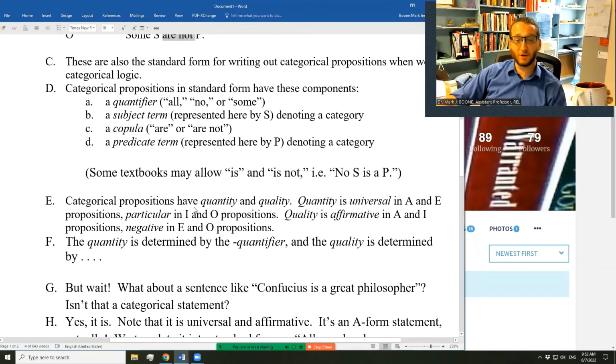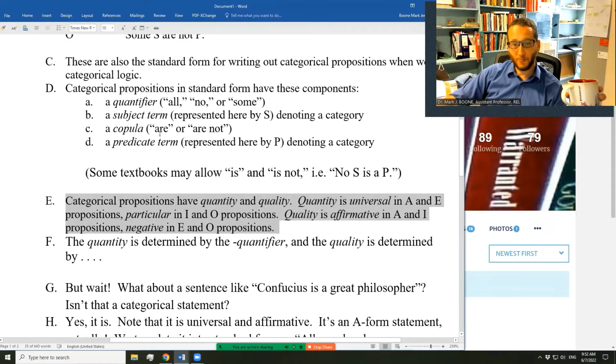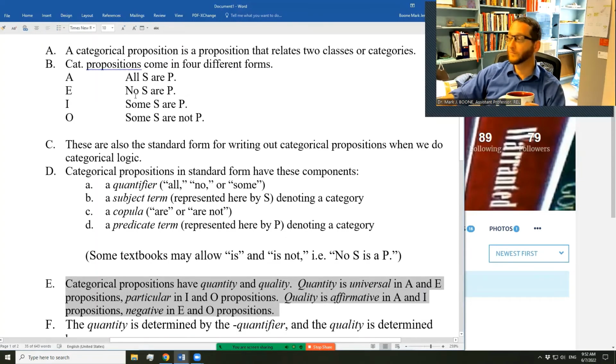All right, so I've already told you this. Next thing on my notes, categorical propositions of quantity and quality. A and E are universal in quantity. I and O are particular in quantity. And in quality, which is a word we can use to describe whether it's affirmative or negative, A and I are affirmative, E and O are negative.